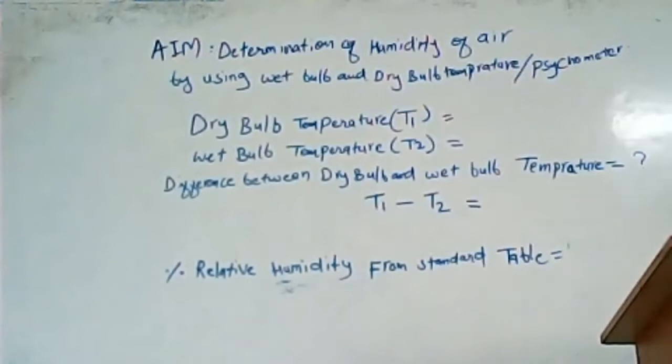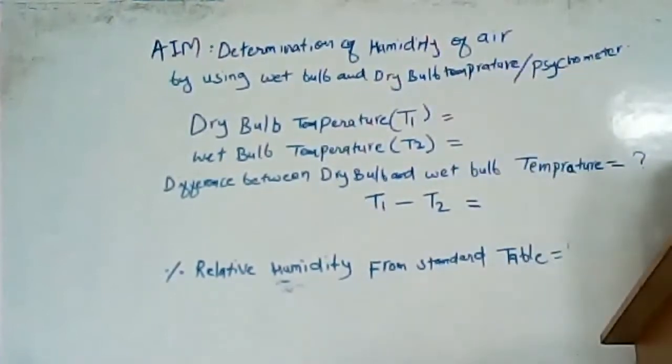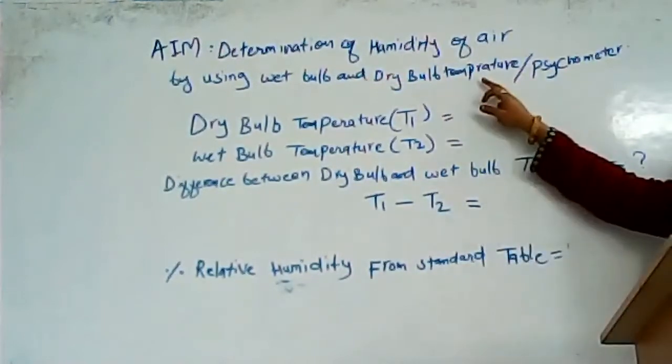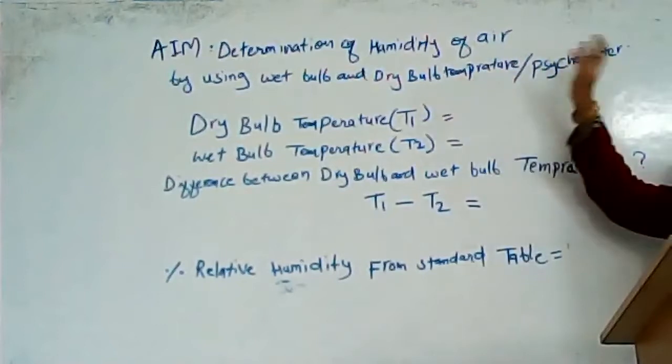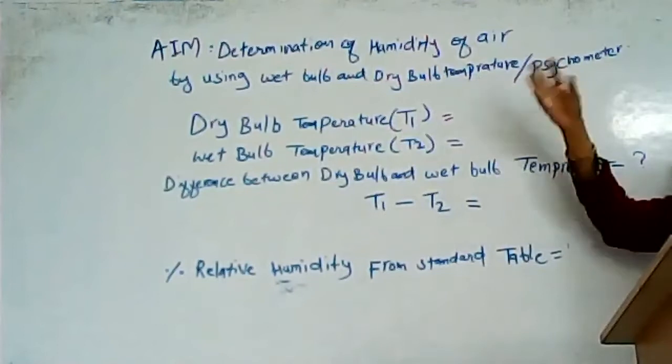Today we will see one of the experiments from your syllabus. The aim of your experiment is so we can directly use a thermometer for determining wet bulb and dry bulb temperature. First, we will see what is the difference between wet bulb temperature and dry bulb temperature.